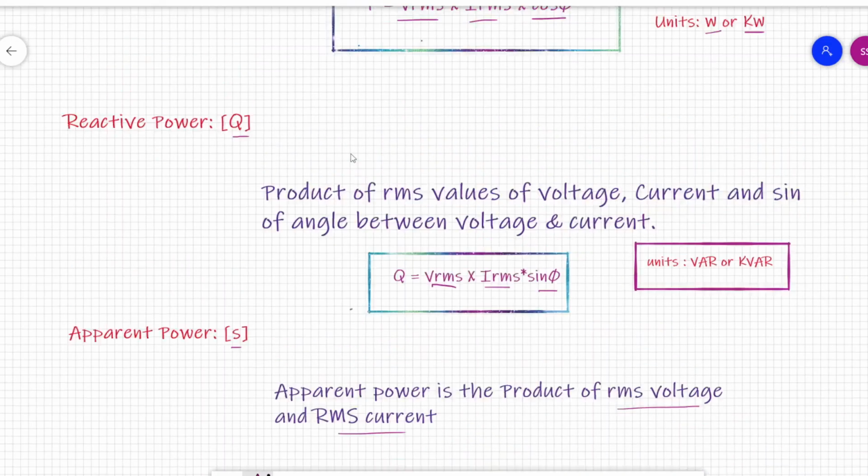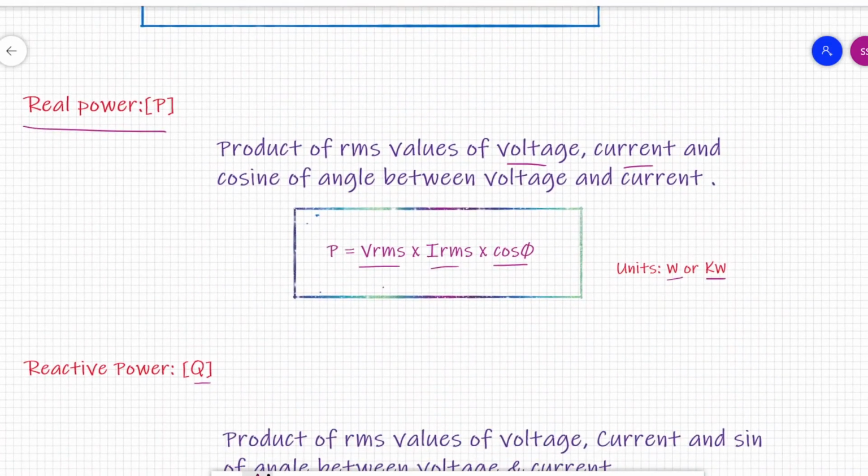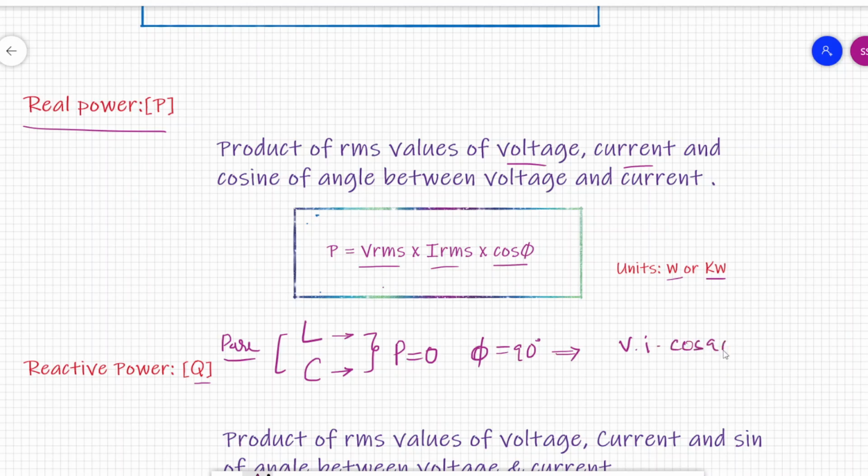And coming to average power, that is nothing but real power. For inductive and capacitive type loads, the average power P is 0, because of the phase angle. For pure inductors, what is the phase difference between voltage and current? That is 90 degrees. This phi is 90 degrees for pure inductor and pure capacitor. So Vrms Irms into cos 90 becomes 0, because cos 90 is 0, the whole term becomes 0. So there will be no real power or active power in a pure inductor or pure capacitor. This is to be remembered.